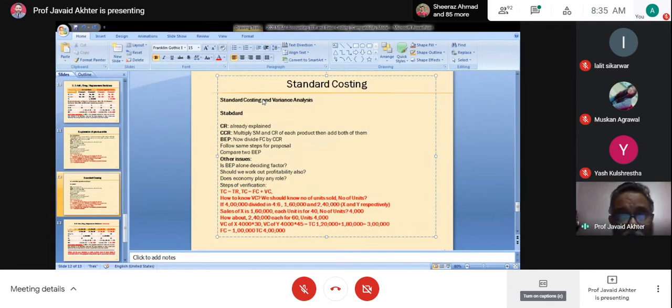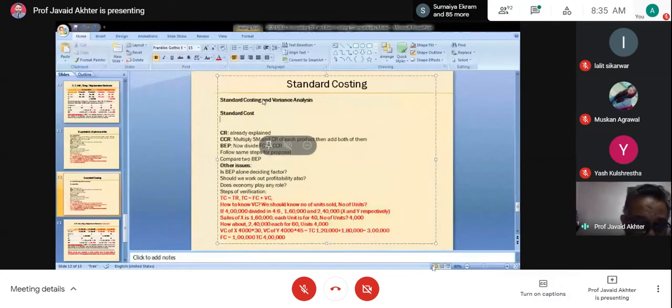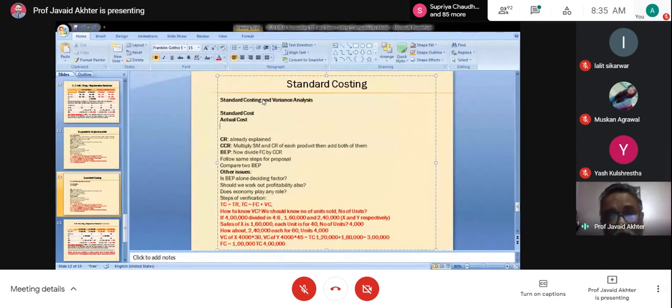Now, once a standard cost has been estimated, well in advance, thereafter the company actually carries on the production. When it carries on the production, it incurs actual cost. So there is the estimated one, which the company decided, and the real-life one. In real life, when production has started, it will be incurring actual costs.